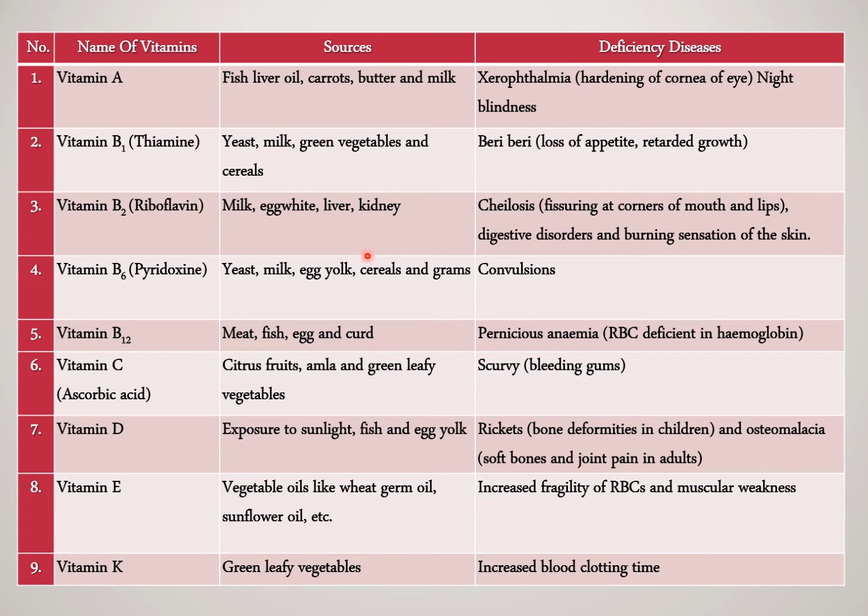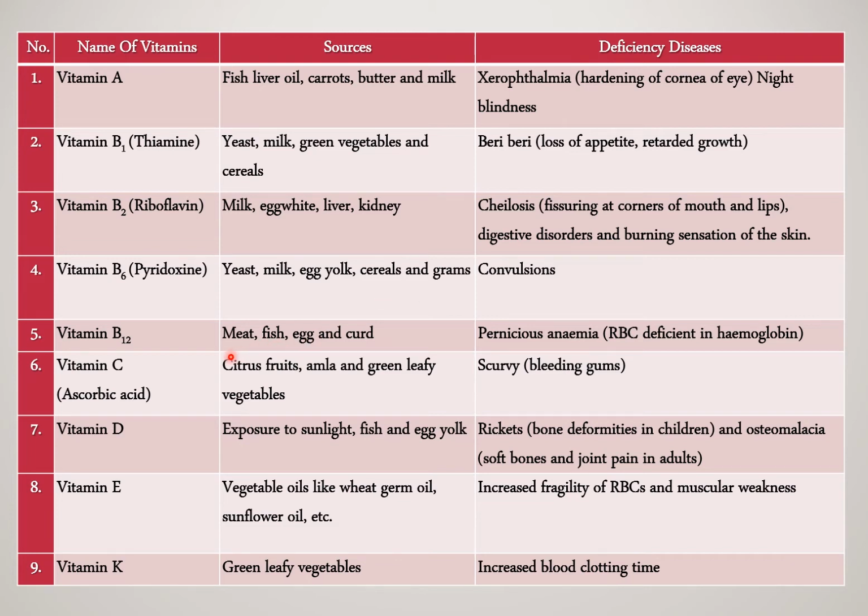If there is a deficiency of vitamin B6, there would be convulsions caused in the brain. So it is a very, very hazardous problem. So therefore, we must replenish vitamin B6 in our body. And where do we get it from? Milk, yeast, egg yolk, cereals, grams, etc. All these will give vitamin B6.